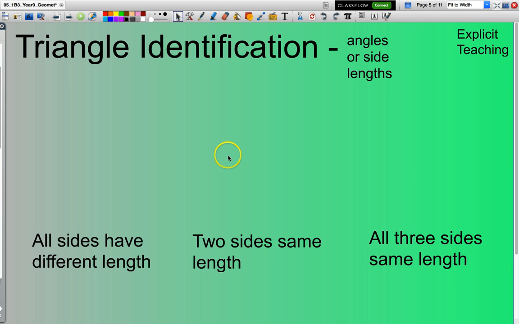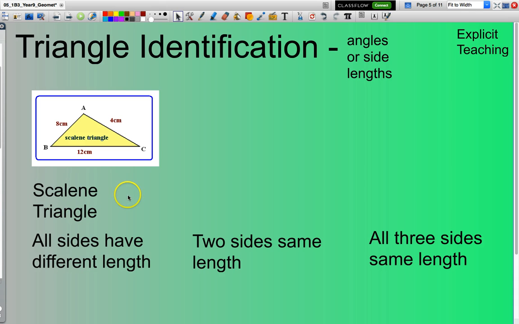Triangles can also be considered with their side lengths. So if all sides in my triangle are of a different length, that triangle is known as a scalene triangle. And here is an example of a scalene triangle. You should also note that if the side lengths are all different, then all the angles are different as well.